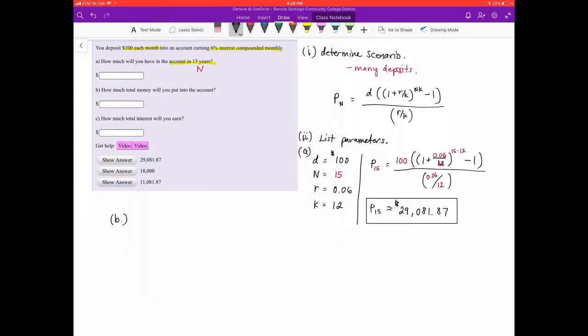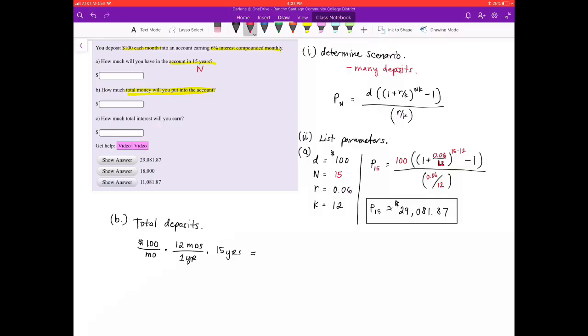Let's do part B over here. Part B says, how much total money would you put into the account? Well, remember that you're getting interest here. So the total deposits is just what you're putting in, right? And then you get a little extra for the interest. So you're making $100 per month of deposits. And you're making that 12 months per year for 15 years.